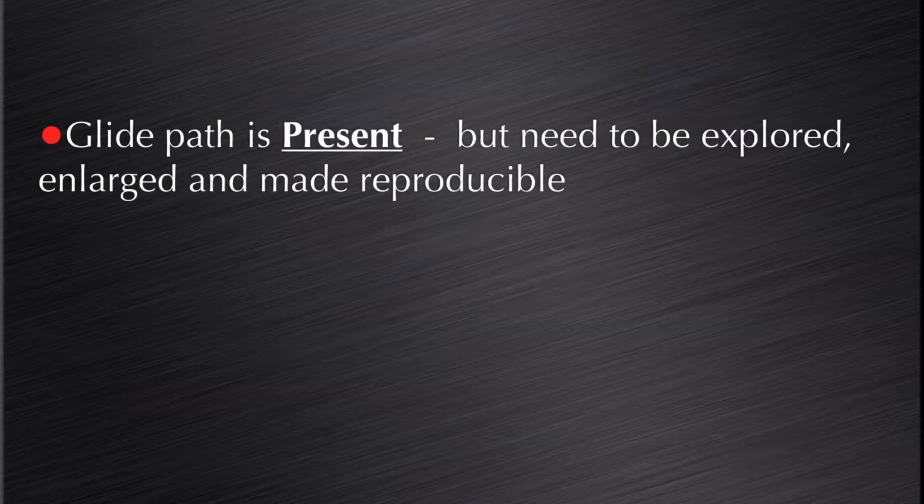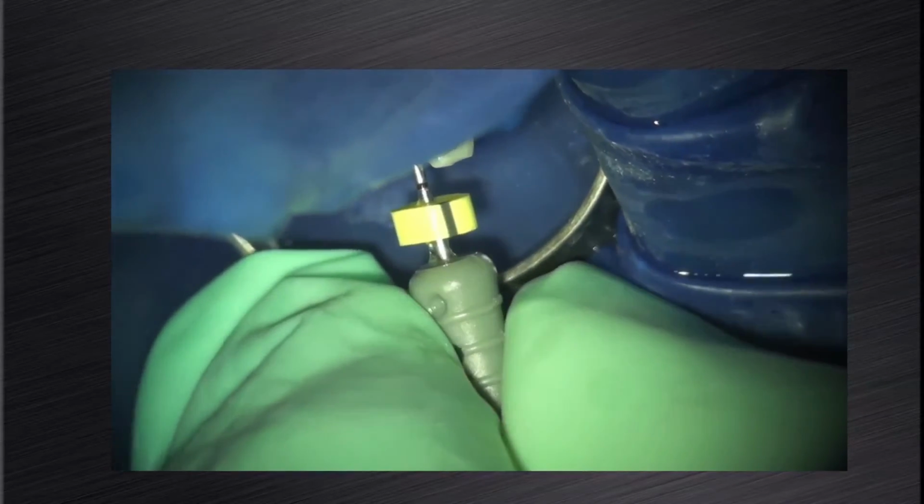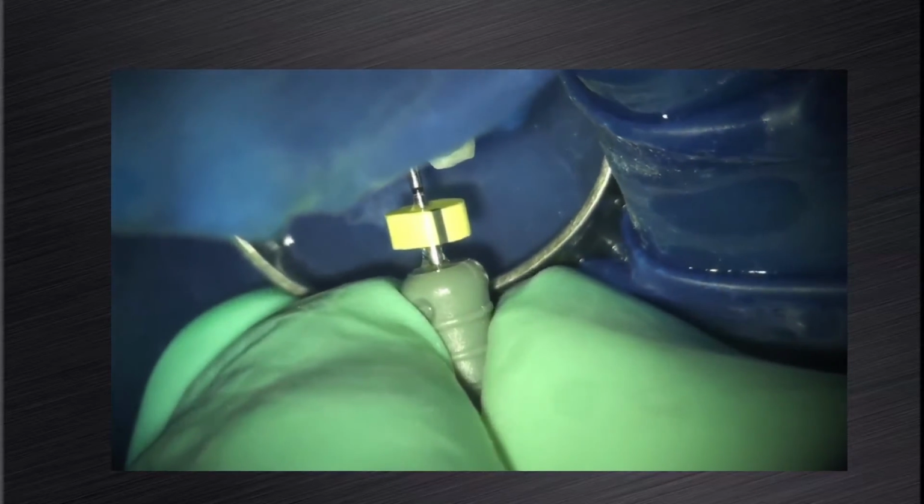We have to understand that many canals already have a micro glide path present, but the problem is that they are not reproducible. Let me show you this example. In this video we have a size 08K file that can travel down the root canal to patency. However, when we pull the file back out of the canal and try to push it back to working length, it hangs up somewhere on the canal wall. This means that there is a glide path, but it is not reproducible.